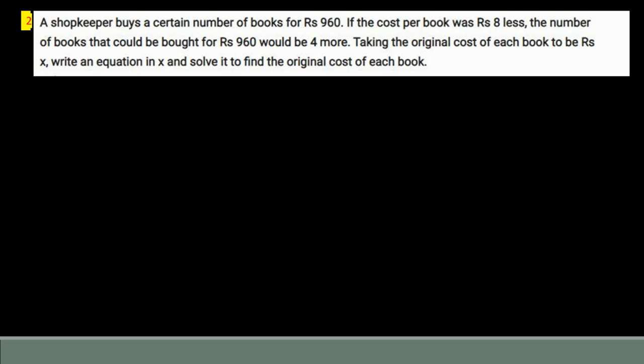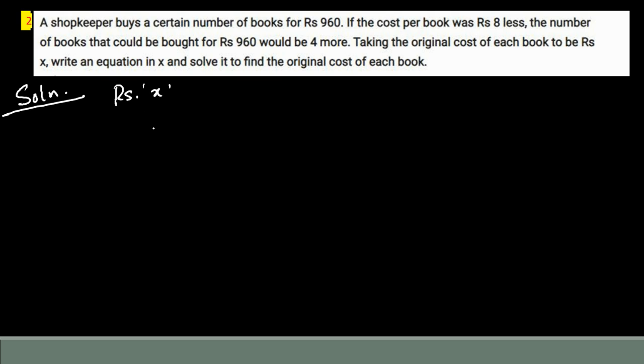So try this on your own first. Okay. A shopkeeper buys a certain number of books for 960. If the cost per book was 8 less, the number of books that could be bought for rupees 960 would be 4 more. Taking the original cost of the book to be rupees x, write an equation in x and solve it to find the original cost of each book. Similar to the previous problem basically. Take the original cost of each book as rupees x.